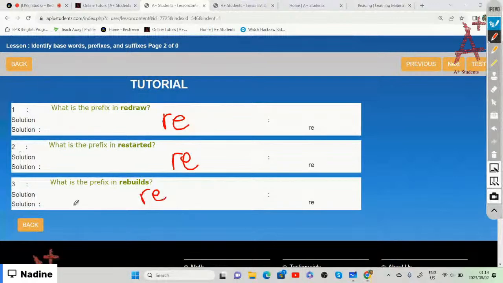Remember, a base word is a word that can stand on its own. It can be combined with a prefix, which is put before the base word, and with a suffix, which we add after the base word. If we combine the prefix, base word, and suffix, it will create another word, and we made an example of unhelpful.